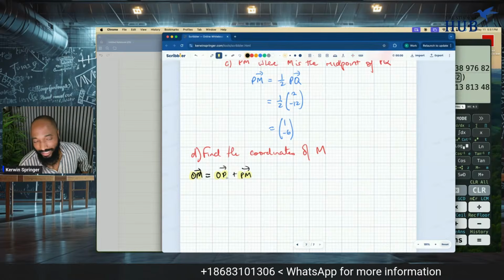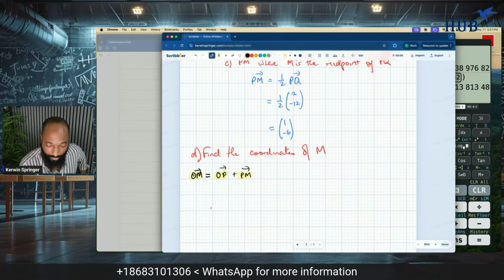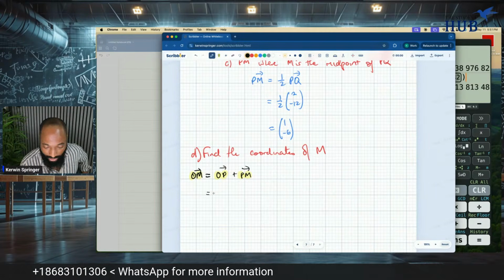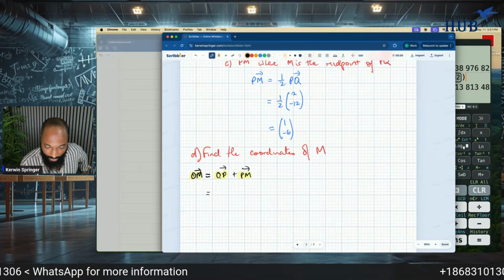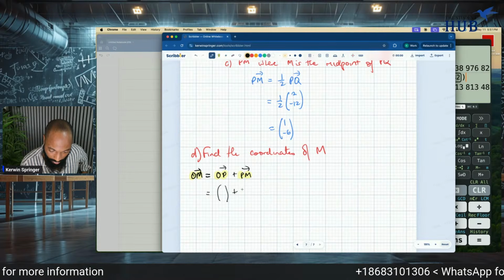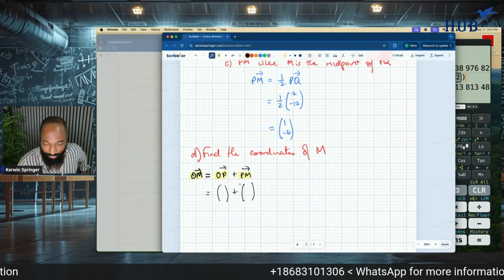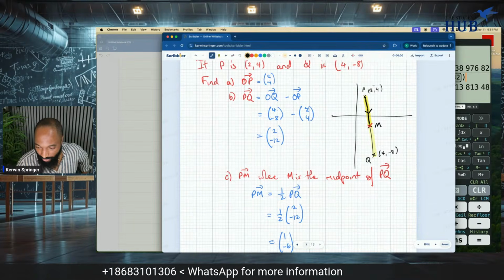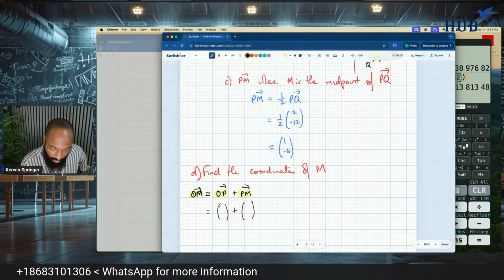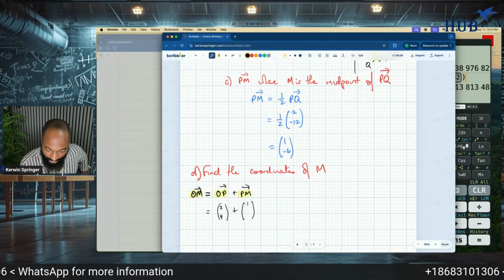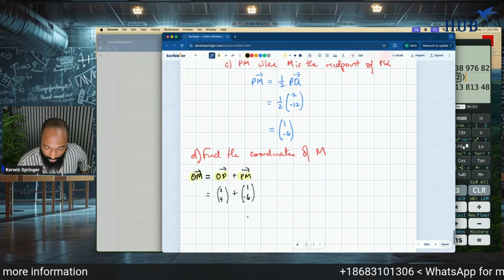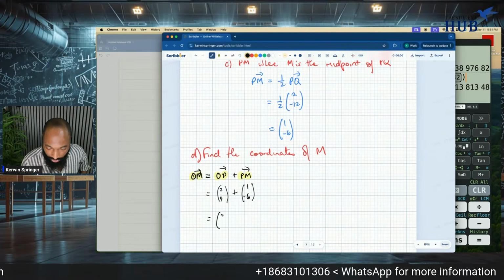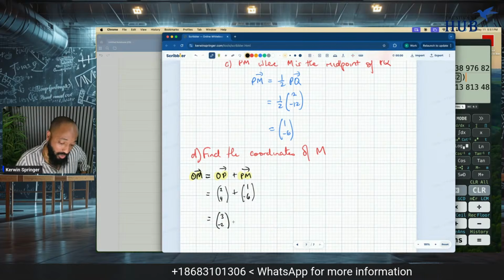So watch out for that little technique if you're finding another way. We'll see it happen again just now. So OP plus PM, we know both of them. We know what OP is. OP is 2, 4. We have that written a few times. And PM, we just find that. That was 1, -6. So the final answer is going to be 3, -2. That's one way to find OM.